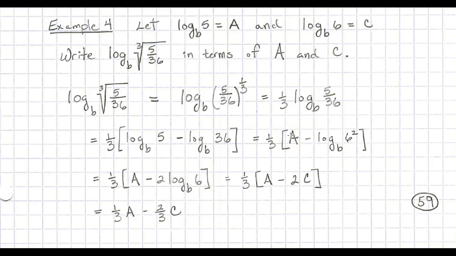Now I don't have log base b of 36, but I do note that 36 is the same thing as 6 squared, which allows me to bring this 2 down in front of this log. So now I have 1/3 times the quantity a minus 2 log base b of 6. Now I know that this is c. So it's 1/3 times the quantity a minus 2c, or 1/3 a minus 2/3 c.